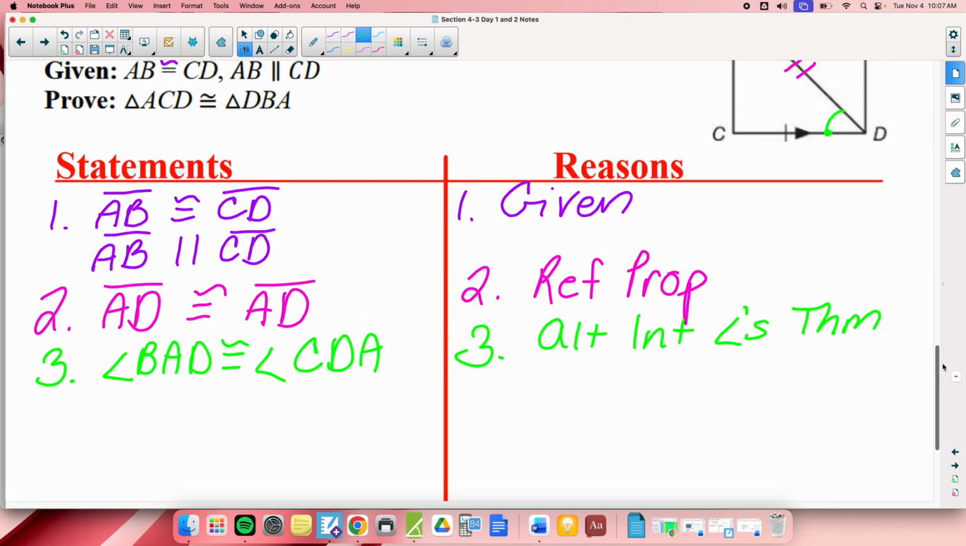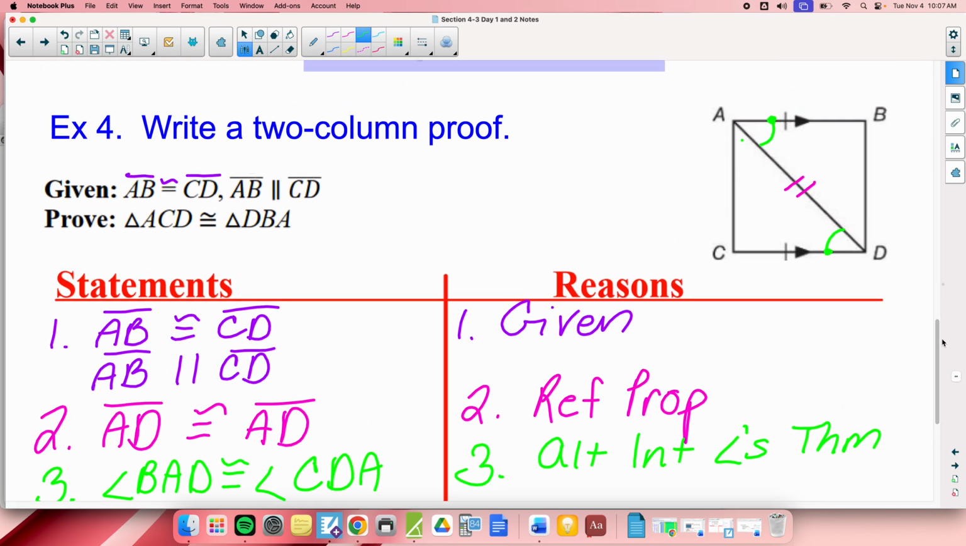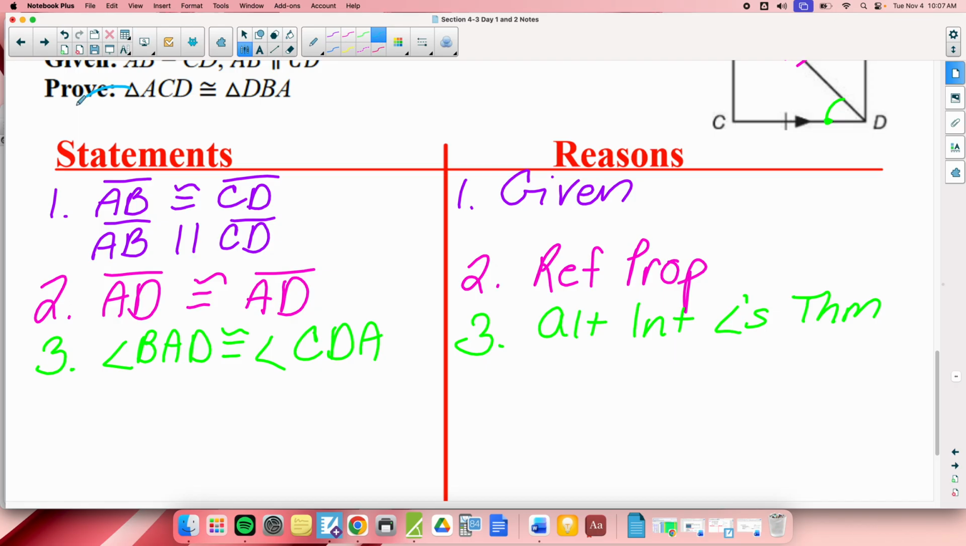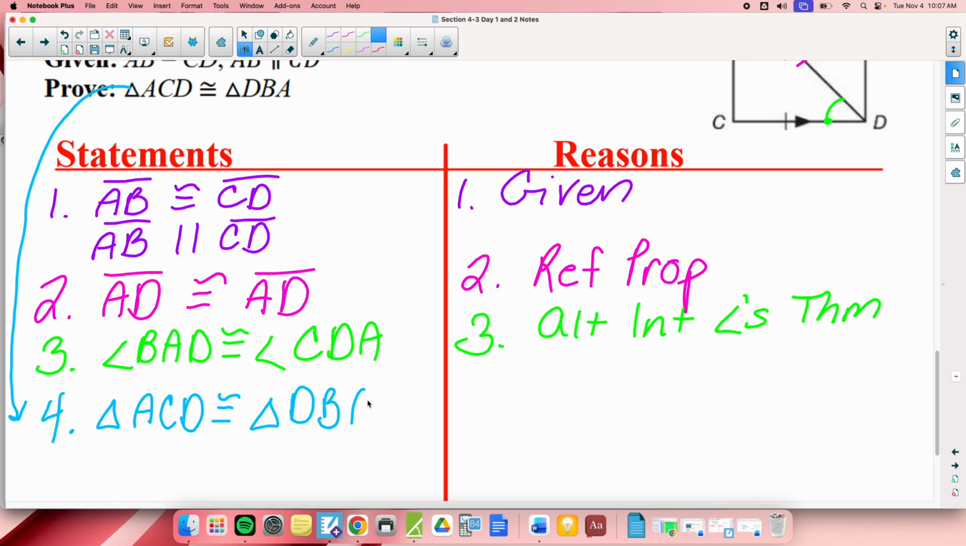All right, now, do you think I have enough? You're gonna look at one triangle. This is a side, right? This is an angle and that's a side. Is that side angle side? Yes. So what I'm gonna do is bring this down to step 4, and it's triangle ACD is congruent to triangle DBA. And that is side, angle, side. Everybody okay with that?